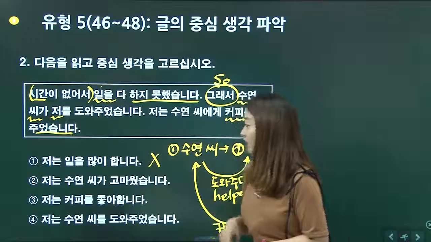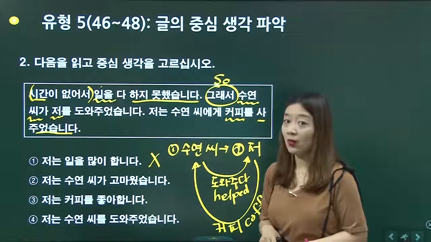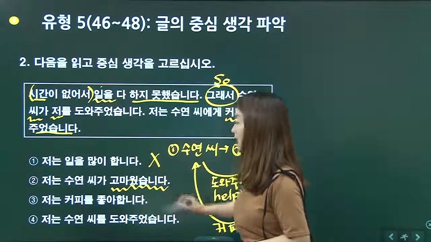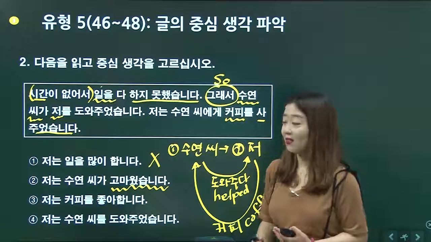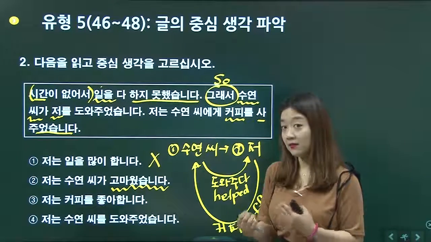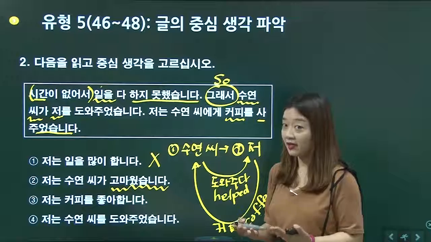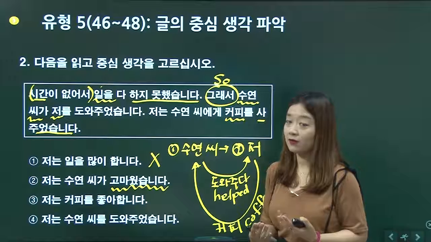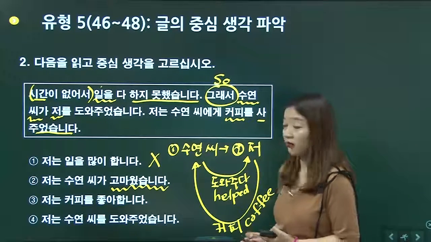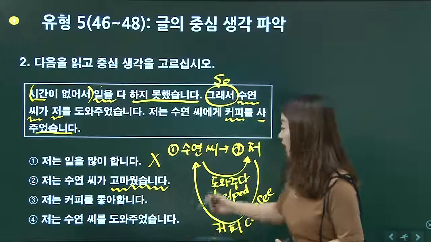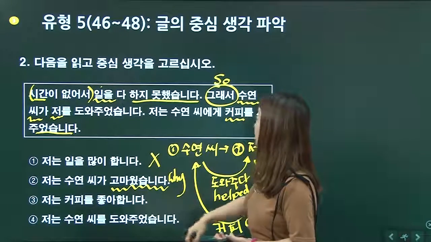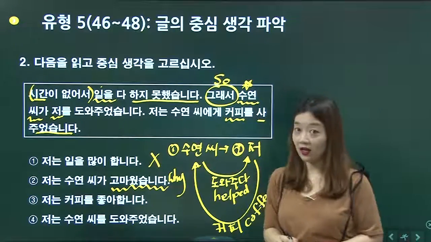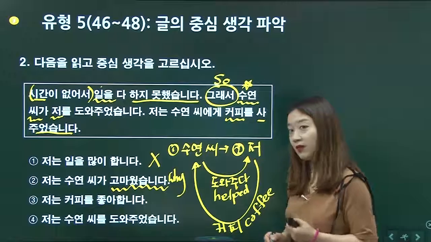And then number two, 저는 수연 씨가 고마웠습니다. 고마웠습니다. We always say this after someone helped me, right? Thank, appreciate, right? I'm very thankful for her, right? Why? Because 수연 씨가 저를 도와주었습니다. Right? It can be the answer.